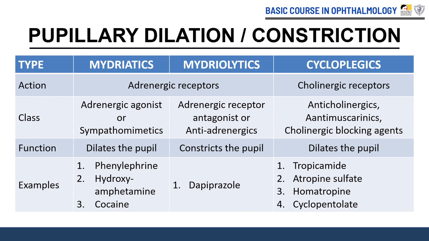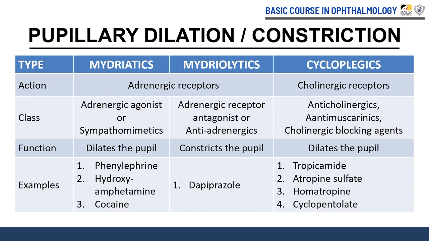Mydriatics and mydriolytics act on adrenergic receptors of the sympathetic nervous system. The mydriatics are adrenergic agonists or sympathomimetics, while the mydriolytics are adrenergic receptor antagonists or anti-adrenergics. Mydriatics like phenylephrine and cocaine dilate the pupil, while mydriolytics reverse the action of the mydriatics and constrict the pupil.